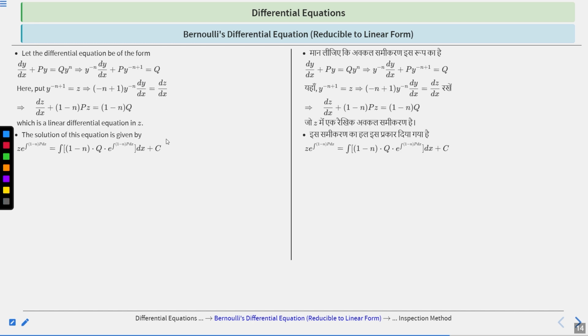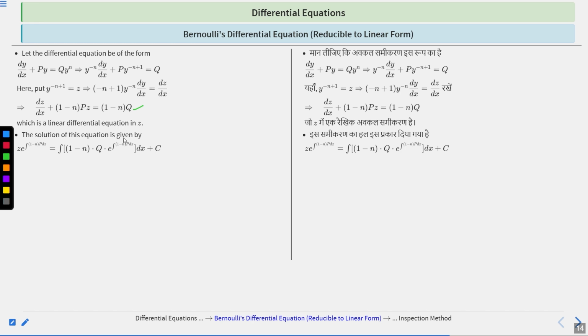Therefore, the equation will convert into this form. y to the power minus n dy by dx can be written as dz by dx. dz by dx plus (1 minus n) pz is equal to (1 minus n) into q, which is a linear differential equation in z, right? So what we have done, we have basically converted the non-linear form into a linear form by using Bernoulli's differential equation, right?